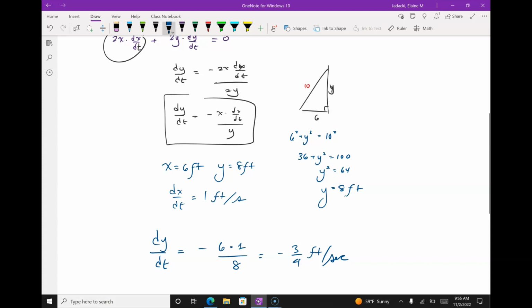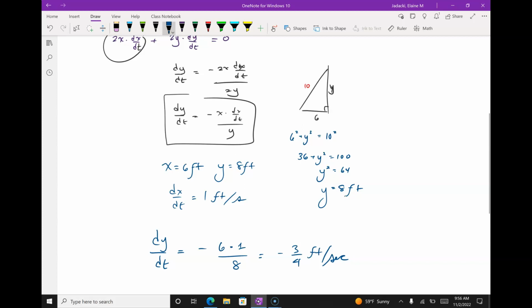What is that under? It means as this ladder is sliding away from the wall, and we know it's getting faster, at the very moment that it's 6 feet away from the wall, we're finding out the speed of this thing moving down. So the base of the ladder is sliding away at a certain speed. The top of the ladder is sliding down the wall at a certain speed.